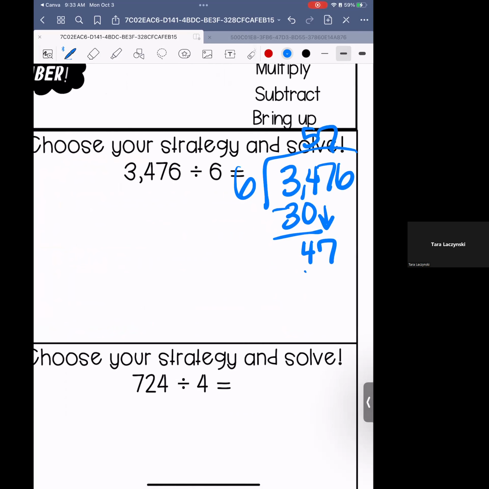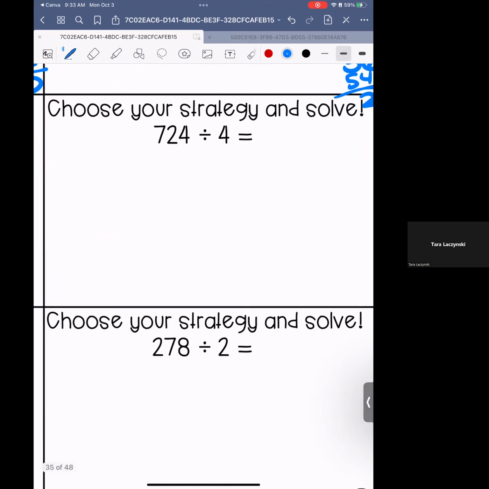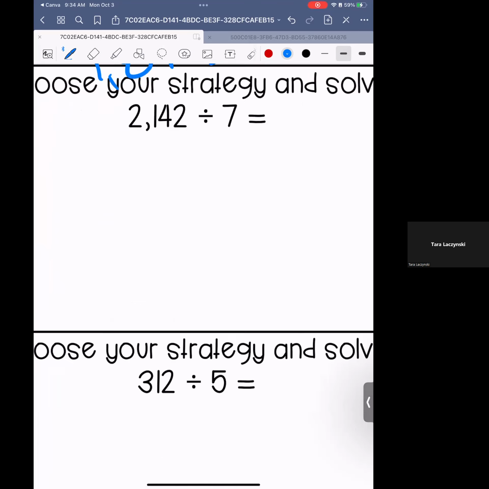7 times 6 is 42. Subtract for 5. Bring down my 6. 6 times 9 is 54, which leaves me with 2. 2 is smaller than 6, which makes it a remainder. Our answer is 579, remainder of 2. On to question number 3.